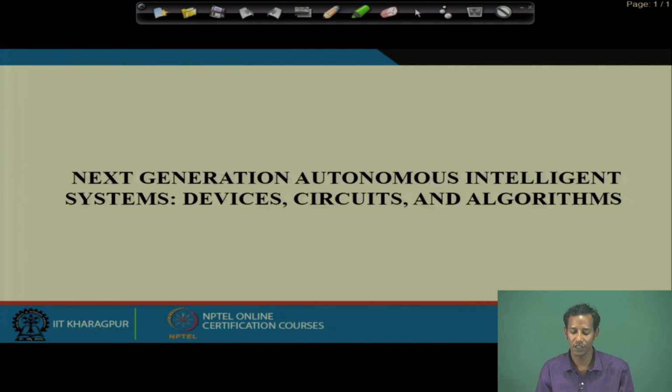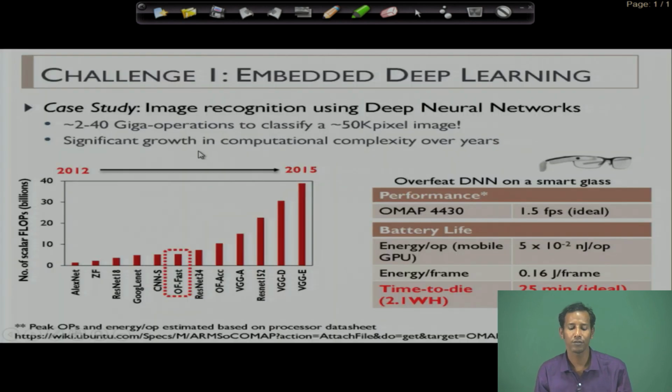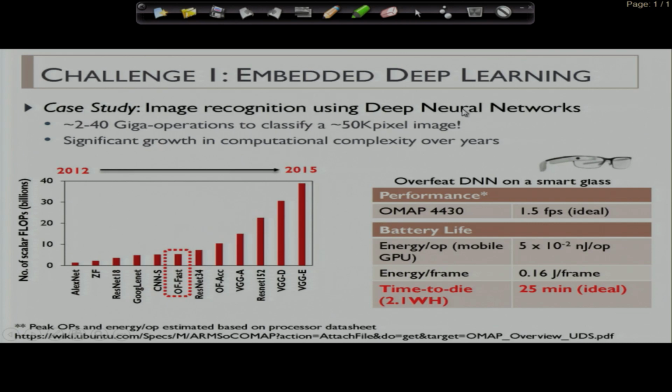So, for the next generation autonomous intelligent system, we need to focus on the devices, the circuits and the algorithms all together. The challenge in embedded deep learning is this: suppose we are using Google Glass. If I provide artificial intelligence, it will immediately recognize things and can be useful for many applications.